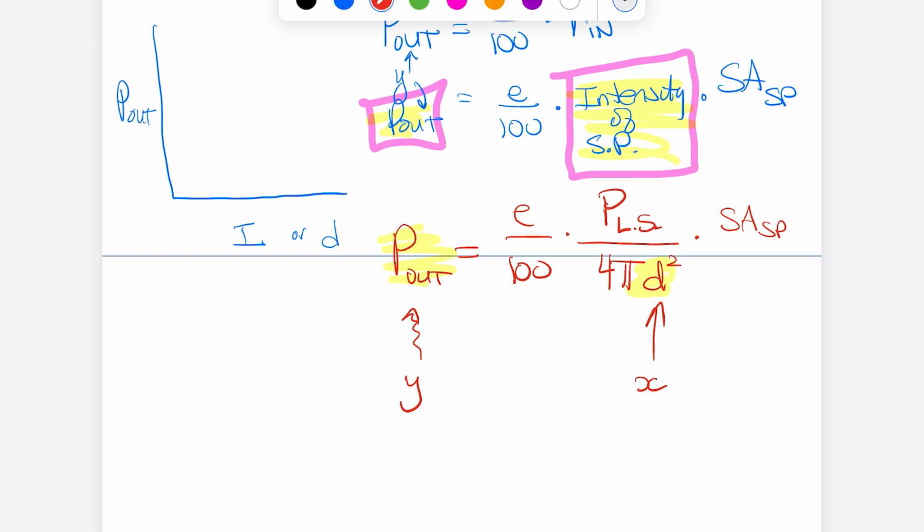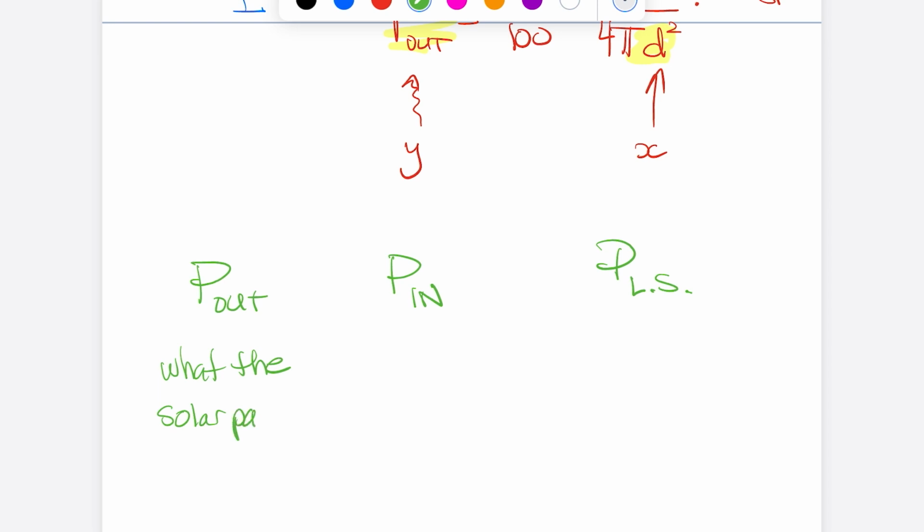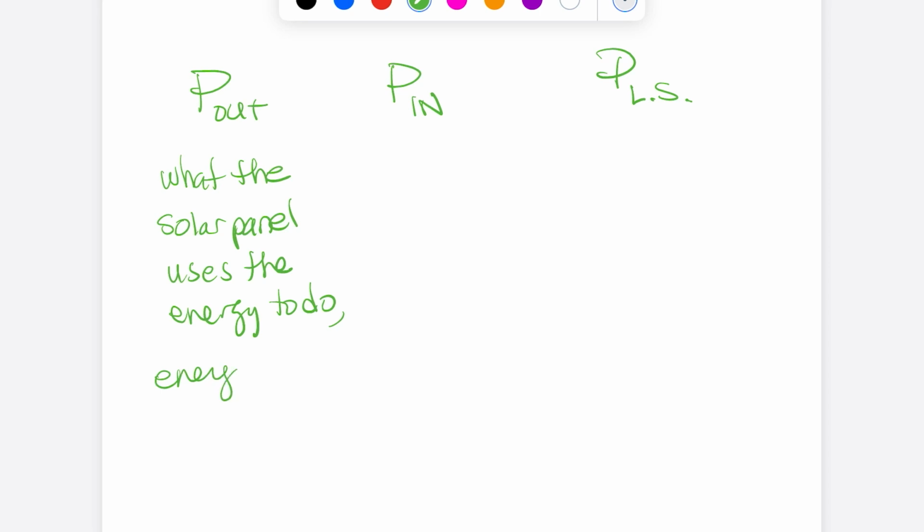So before we finish this up, I really want to distinguish between power out, power in, and power of the light source. Power out is what the solar panel uses the energy to do. It's the energy used by the load. That's another way to say it, okay? Or the rate at which energy is used by the load. That's a little bit better.